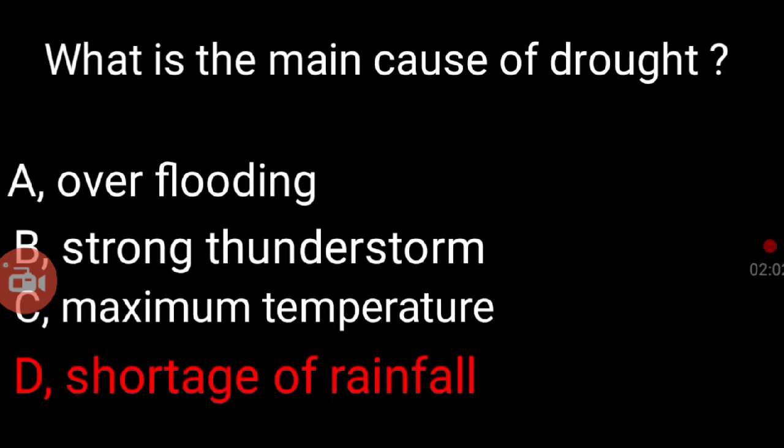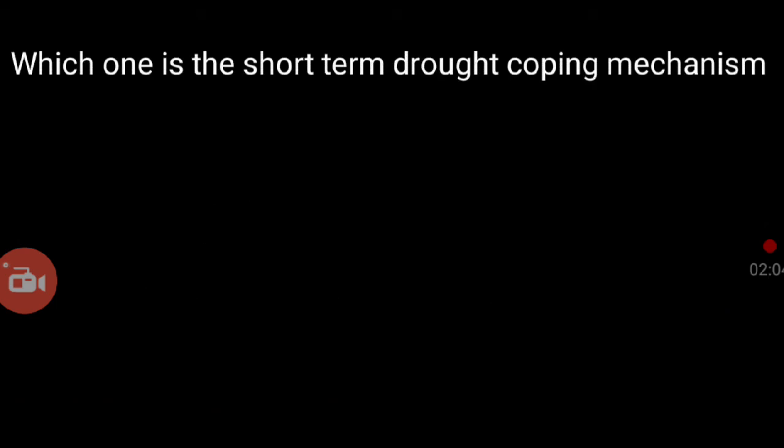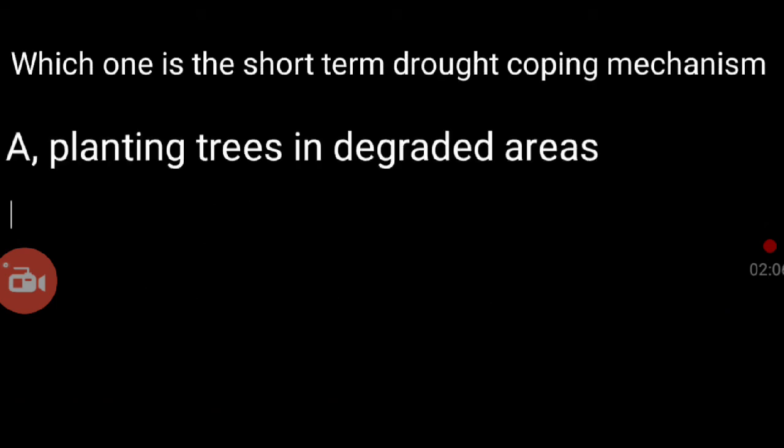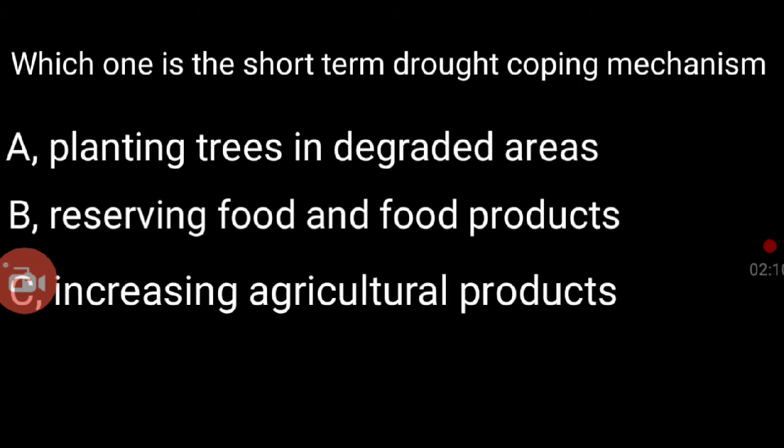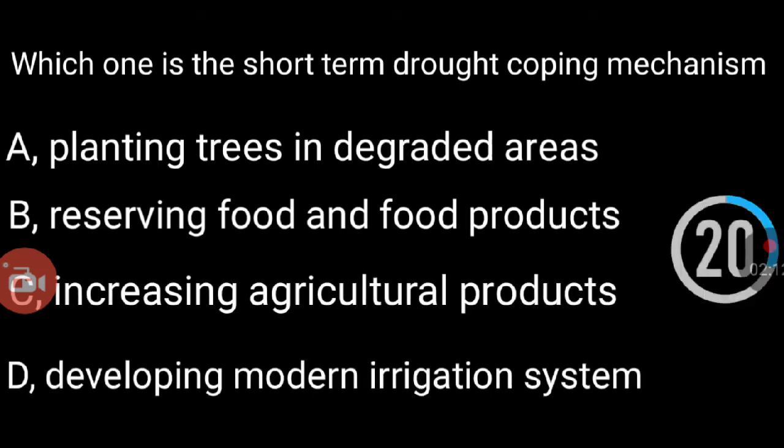Shortage of rainfall. Which one of the following is a short-term drought coping mechanism? A. Planting trees in the degraded area. B. Reserving food and food products. C. Increasing agricultural products. D. Developing modern irrigation system.